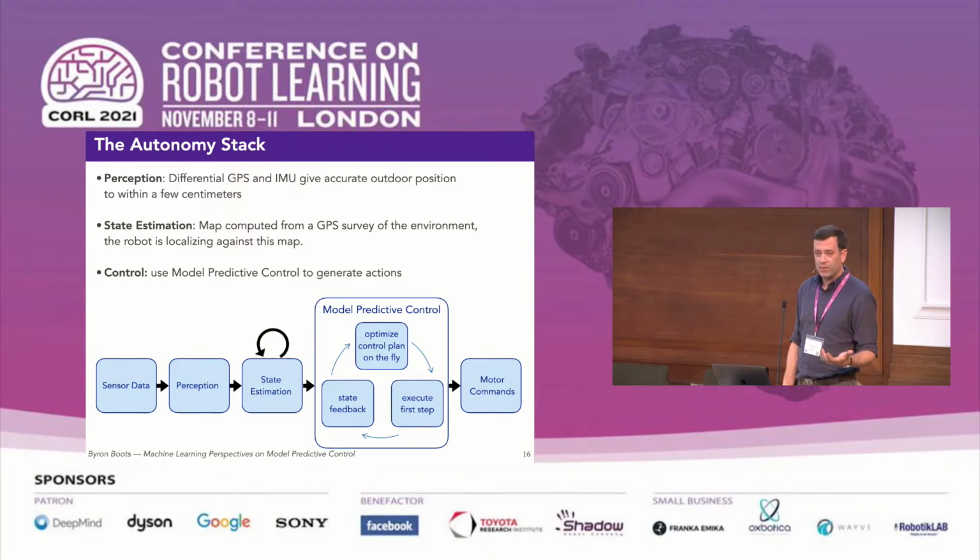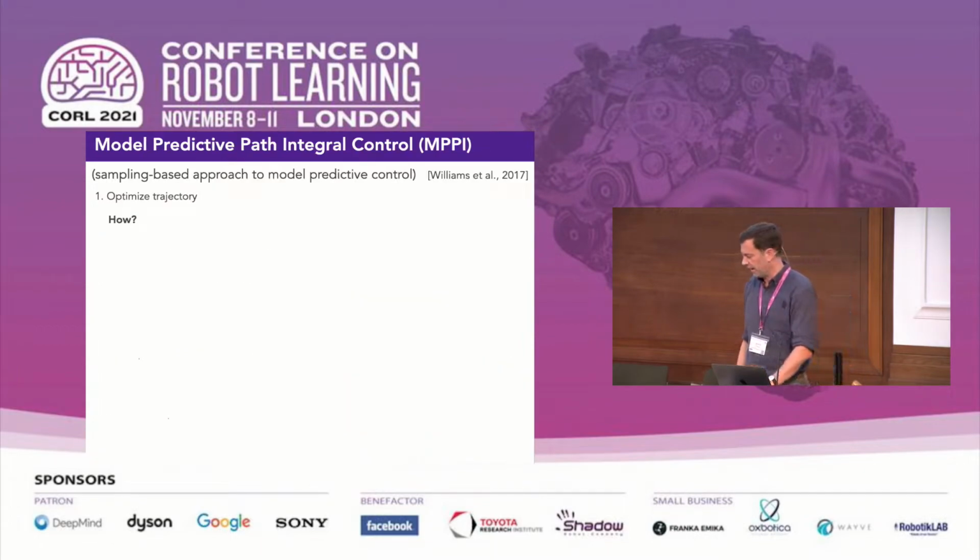We have perception, which is based on a differential GPS and an IMU, which gives it accurate outdoor position to within a few centimeters. We're localizing the robot with respect to a map, which is computed from a GPS survey of the environment. And this allows us to get really fast, accurate feedback while the vehicle is racing. And then we use model predictive control in order to generate actions.